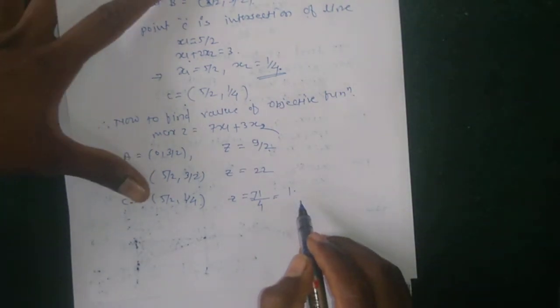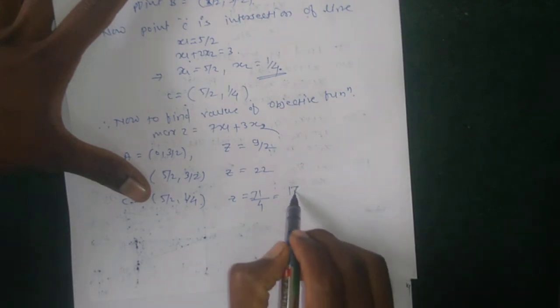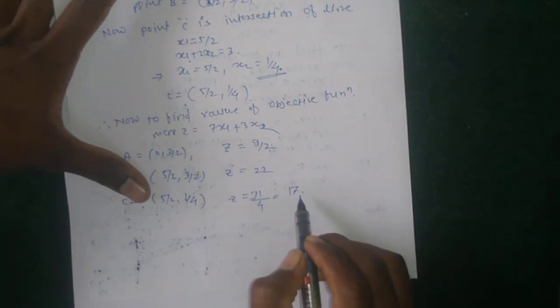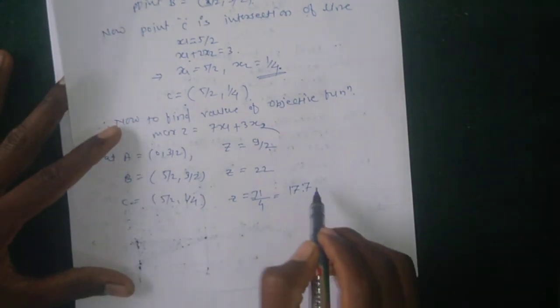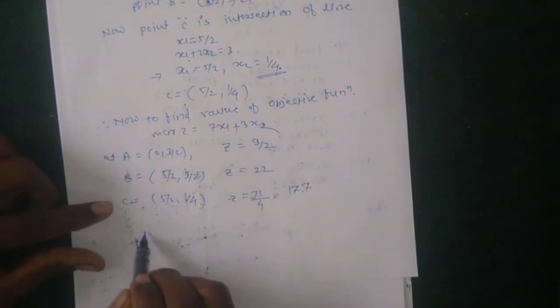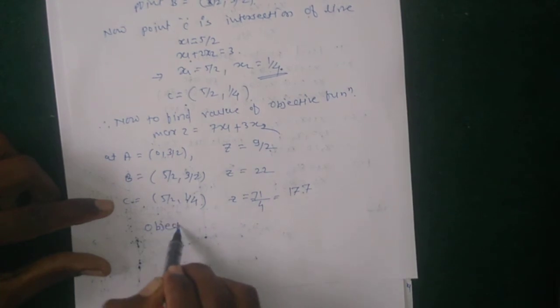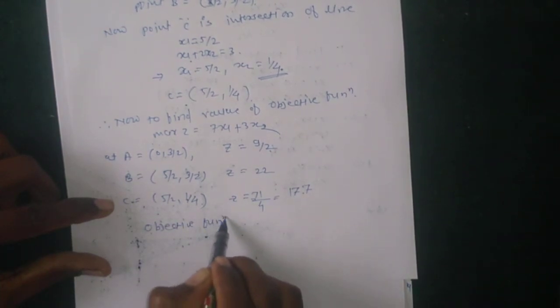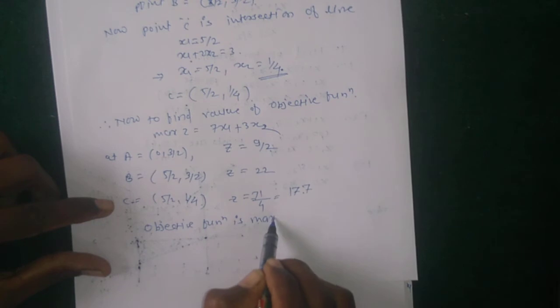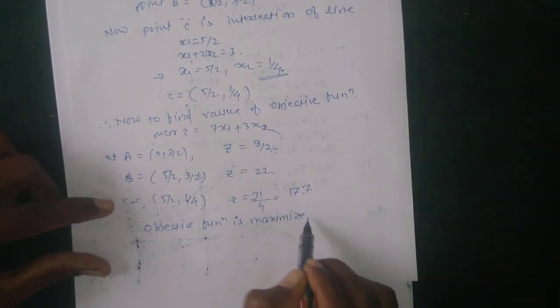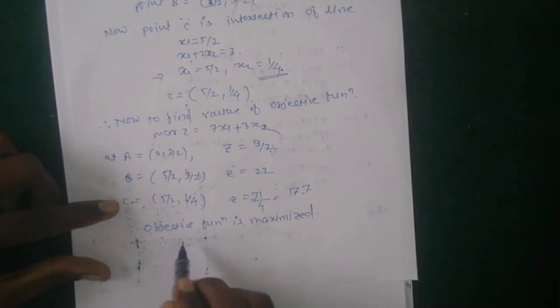4 in 1. Okay, then 17 point something. Okay, 17.7 something, their value. Okay, and therefore the objective function is maximized. Objective function is maximized.